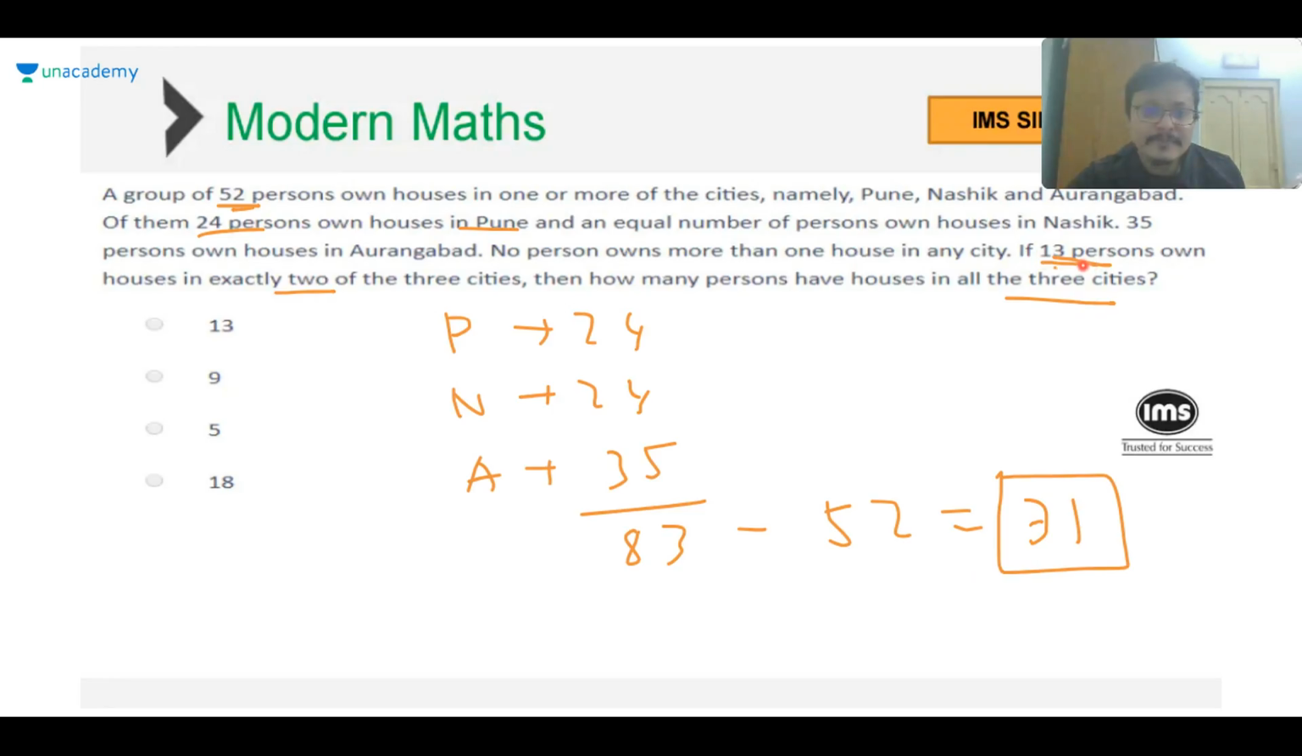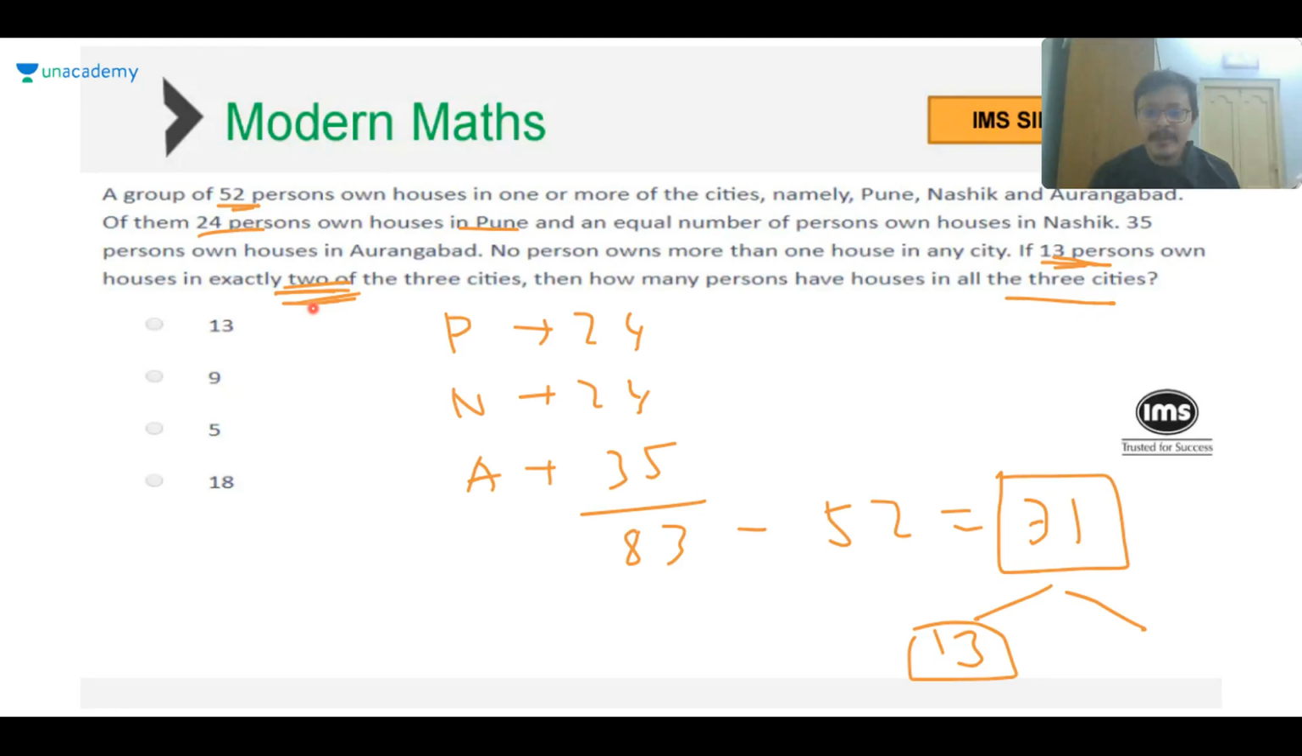Now, there are 13 people who are owning houses in exactly two cities, which means they are getting double counted exactly once. If you're having houses in only one city, you're getting counted once. If you're having houses in two cities, you're getting extra counted once. So basically, out of this 31, the double counting of 13 is happening because of these 13 people having exactly two cities.